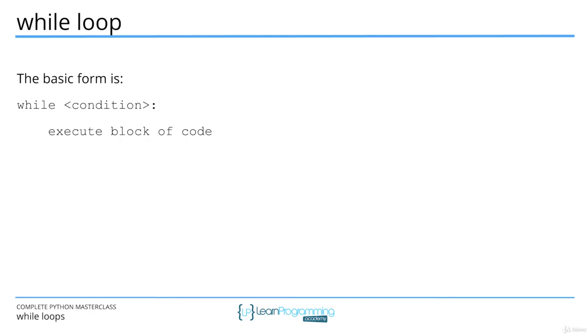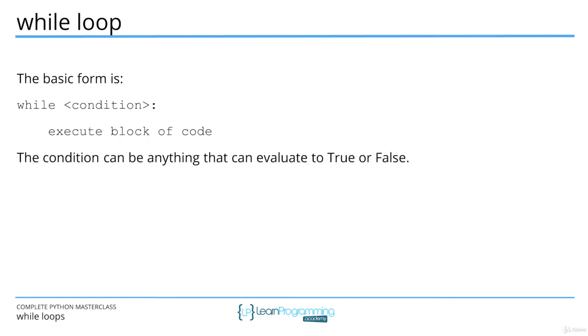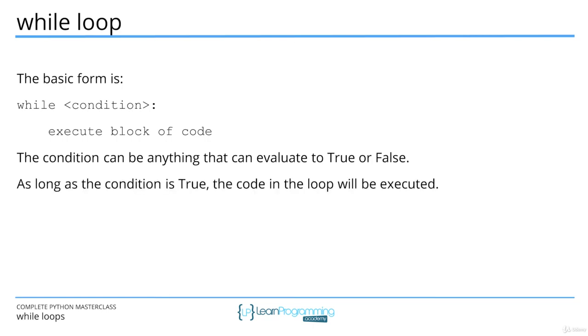So the basic form is while condition: execute block of code. The condition can be anything that can evaluate to true or false. As long as the condition is true, the code in the loop will be executed. When the condition becomes false, the loop terminates.